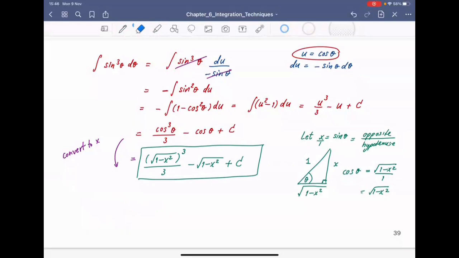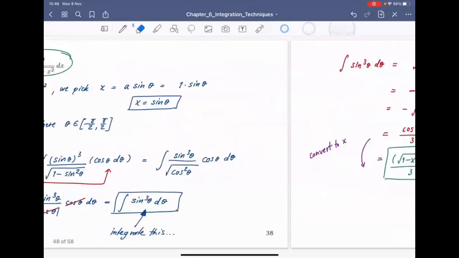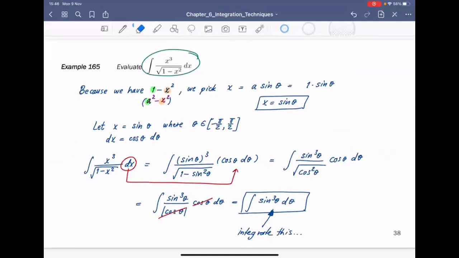Sounds good? This is how we do the trigonometric substitution. It is so long and so hard, but as I told you before, this is supposed to be the hardest topic for the final exam, because it requires so many things. First, you do a substitution and change everything in terms of x to be in terms of theta. You integrate with respect to theta, and then you convert back to x.